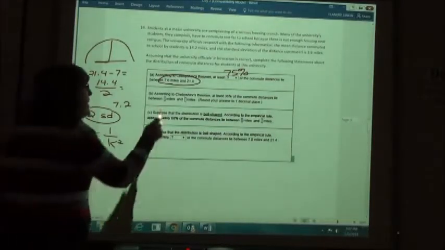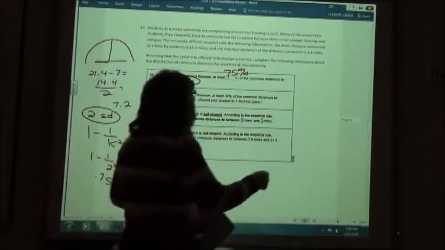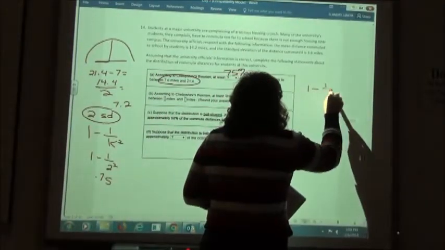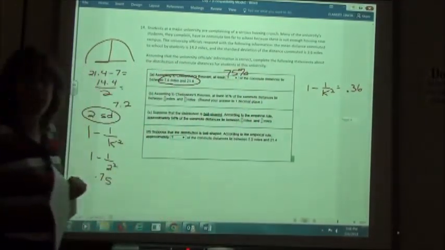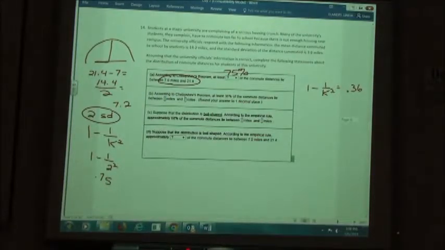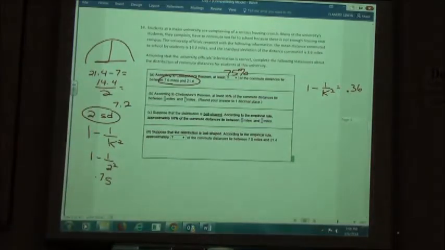The next one says, according to Chebyshev's theorem, at least 36% of the commute distances lie between how many miles and how many miles. Round your answer to 1 decimal place. So what they're telling us is if I do 1 minus 1 over k squared, I'm going to end up with 36%, which is 0.36, right? So I have to solve this crazy looking thing for k so I can figure out how many standard deviations away from the middle I am.